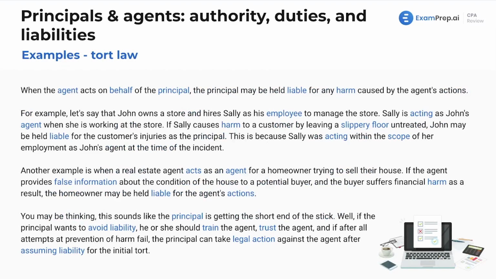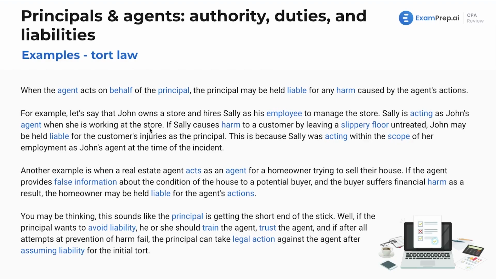Let's see examples. We love examples because this is what you may see on the exam. When the agent acts on behalf of the principal, the principal may be held liable for any harm caused by the agent's actions. For example, let's say that John owns a store and John hires Sally as his employee to manage the store. John's got other stores to manage, other things to do. Sally is acting as John's agent when she's working at the store.